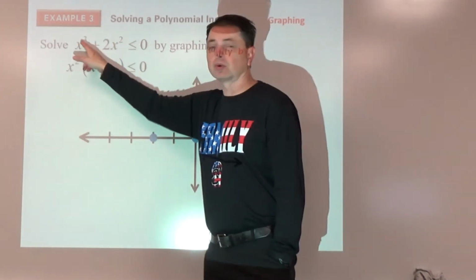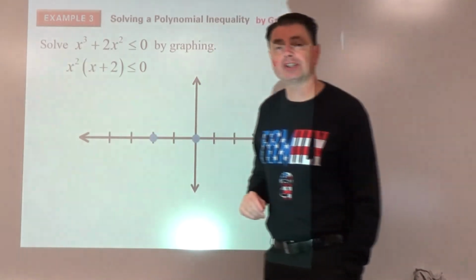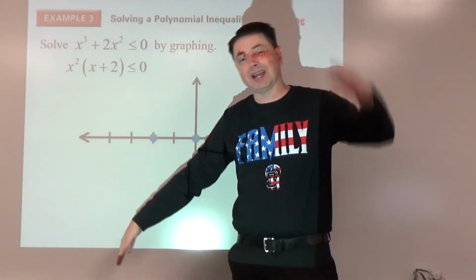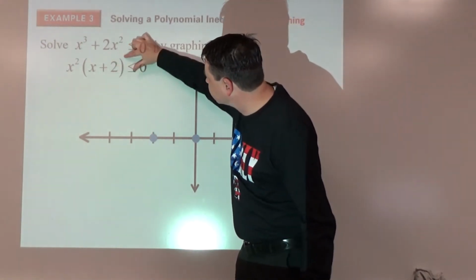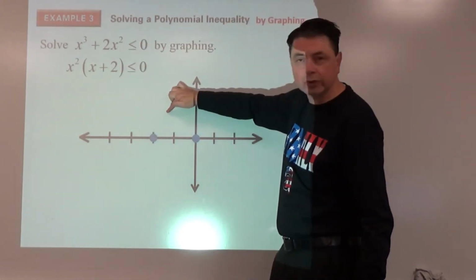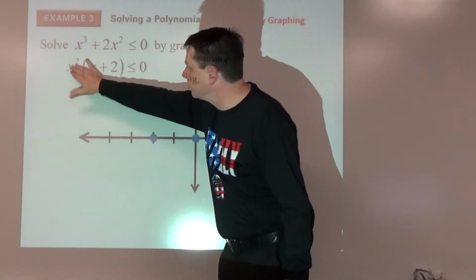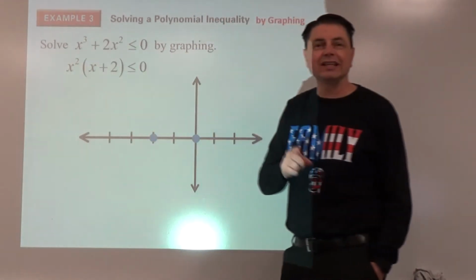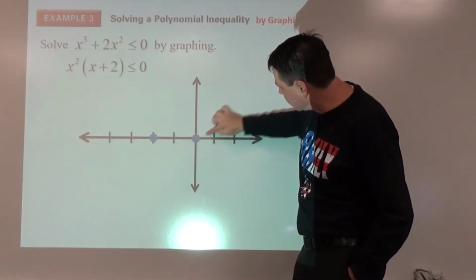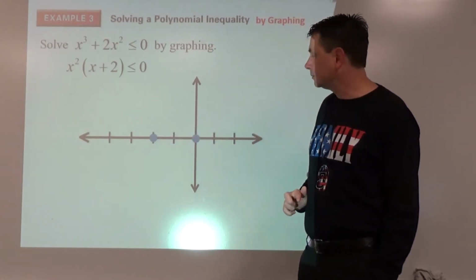It's third degree with the positive leading coefficient, so we know that it's going to start low and end high. And at -2, since it's first degree, it's going to go through it. And then at 0, since it's to the second power there, it's even, so we're going to bounce right there, and again to finish high.